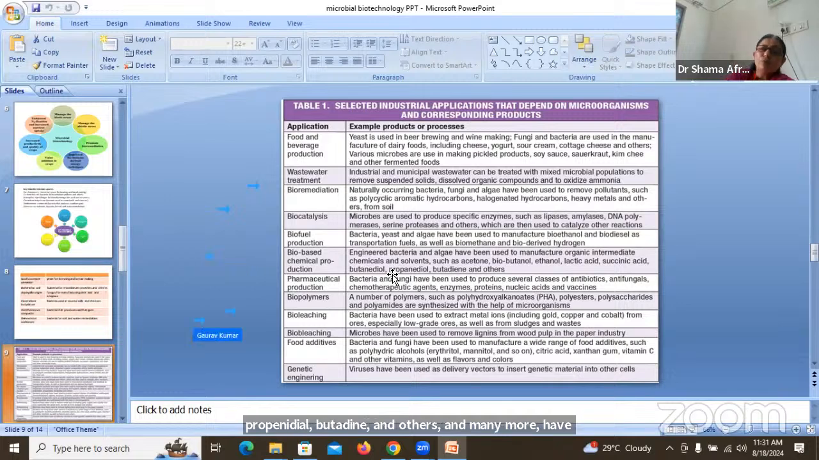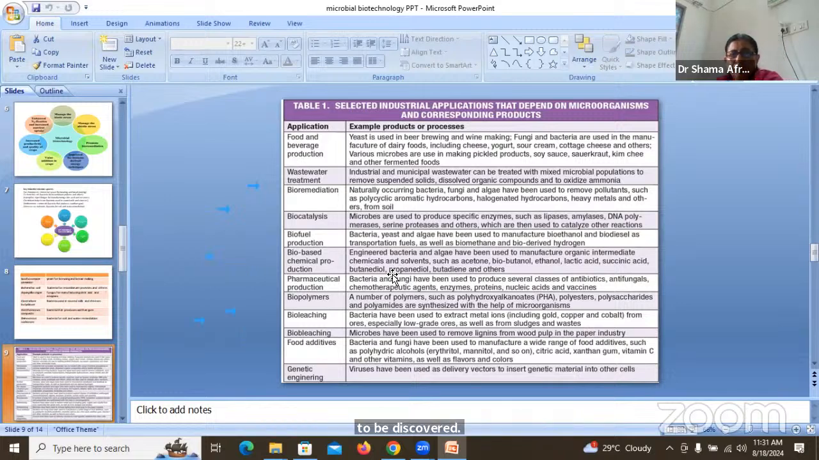They are used for pharmaceutical production. Bacteria and fungi have been used to produce several classes of antibiotics, antifungals, chemotherapeutic agents, enzymes, proteins, nucleic acids, and vaccines. They are used as biopolymers. A number of polymers such as polyhydroxyalkanoates (PHA), polyesters, polysaccharides, and polyamides are synthesized with the help of microorganisms.